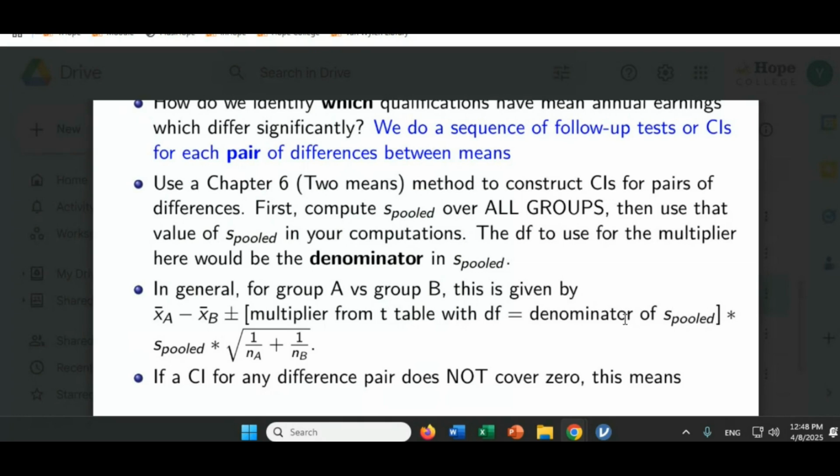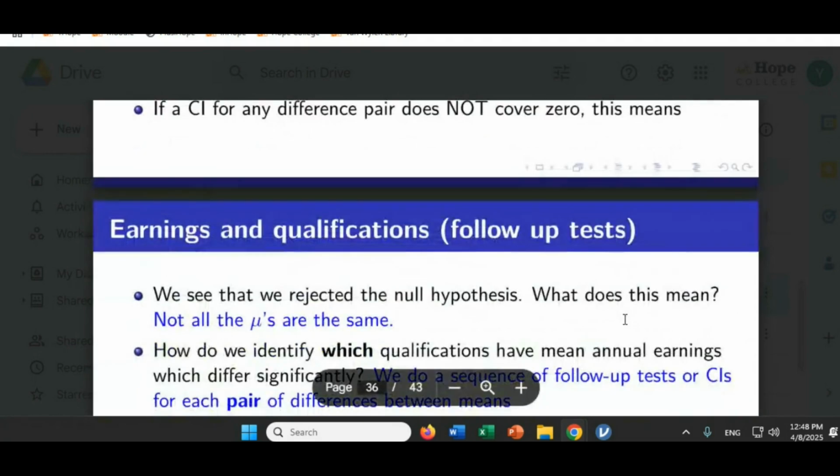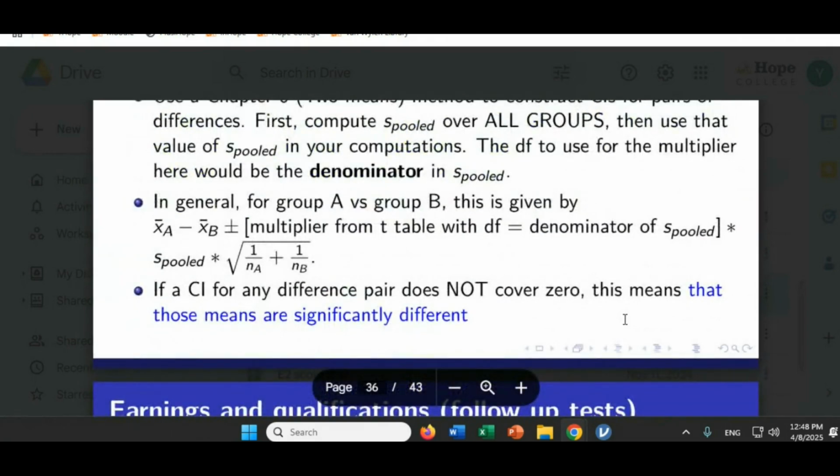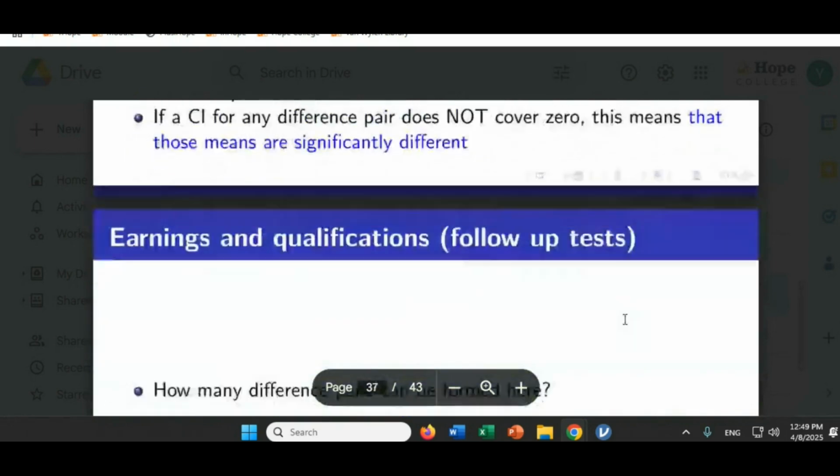Let me ask: if you find that a CI for a difference doesn't cover 0, what does this mean? Whenever a CI for a difference does not cover 0, it means that the two means are significantly different. All these arguments are the same. When a CI for a difference does not cover 0, then those means are significantly different. Make sense? Very good.